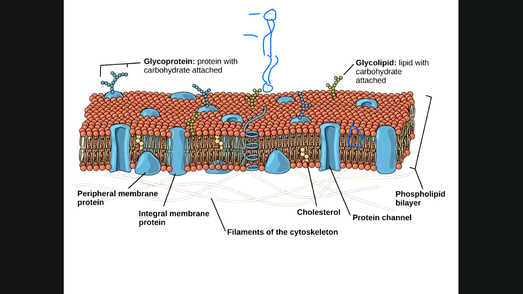The other major component found in cell membranes are these blue things that they've labeled protein channel, the integral membrane protein, but in general, what we call embedded proteins. All membranes in a cell are made up of phospholipids.